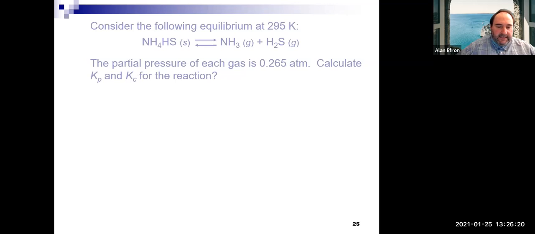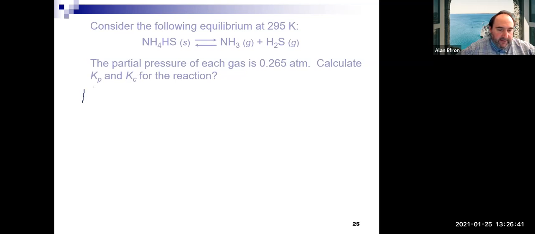Okay, so let's see how we're doing. Here again, we want to calculate both the Kp value and also the Kc value. In these problems, you want to look and see what information is given to you. In this particular case, we're given pressures. So Kp would make sense to solve for first.